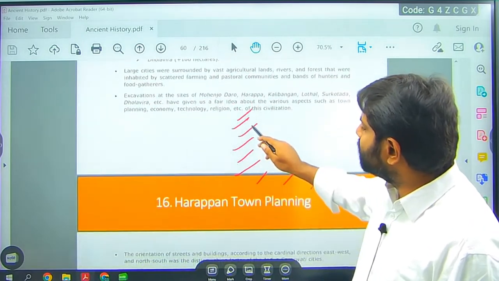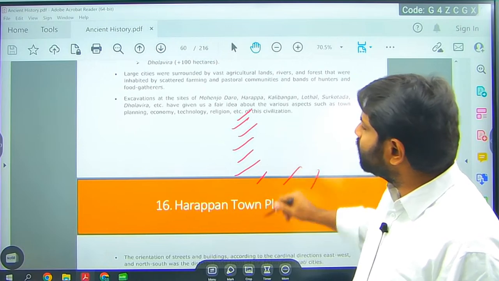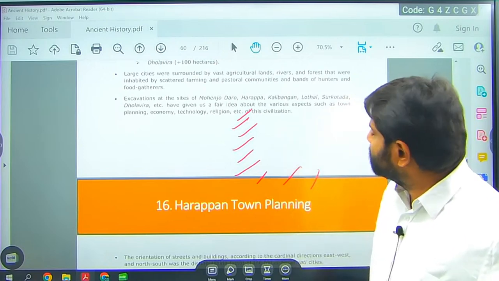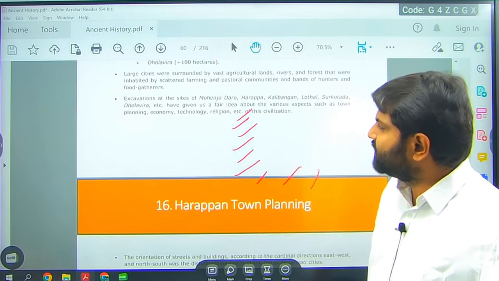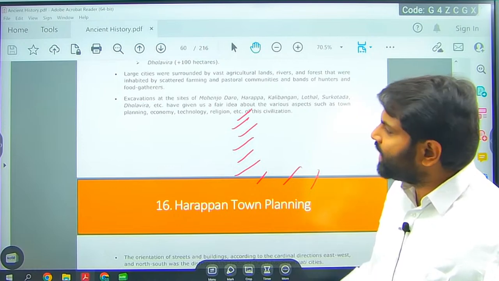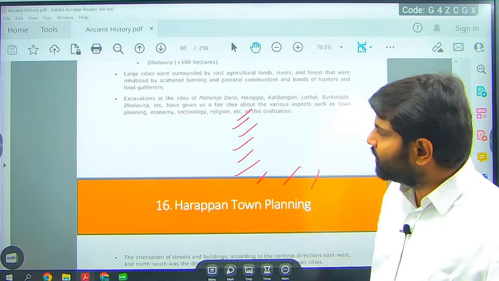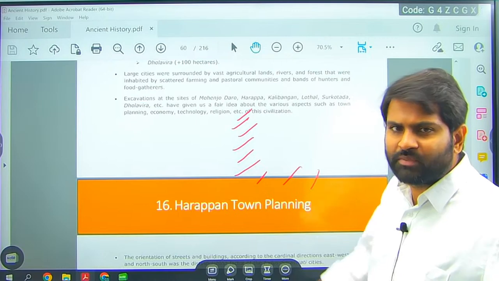Excavations at Mohenjo-daro, Harappa, Kalibangan, Lothal, Surkotada, Dholavira have given us a fair idea about many aspects: planning, economy, technology, and religion of this particular civilization.